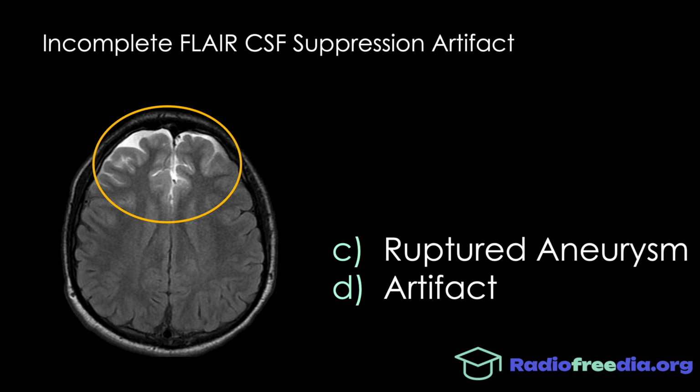The one thing within our differential that's reasonable to consider is a ruptured aneurysm involving the anterior cerebral arteries or ACOM region, which would shower this region with blood, which would also interfere with our CSF suppression. This would also fit with a sudden onset worst headache of life history, and so the way to tease these two out is to check the other sequences.